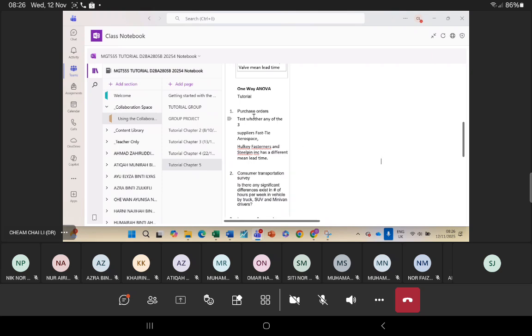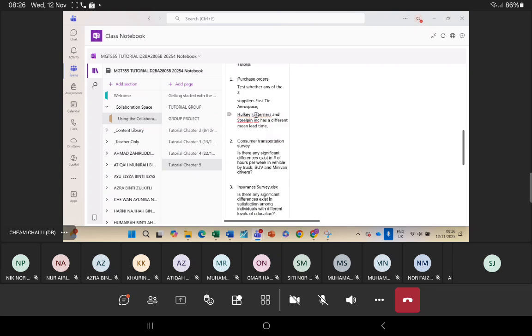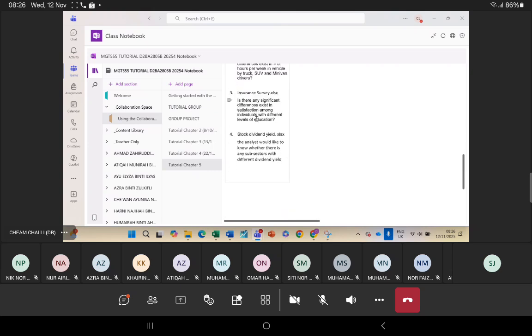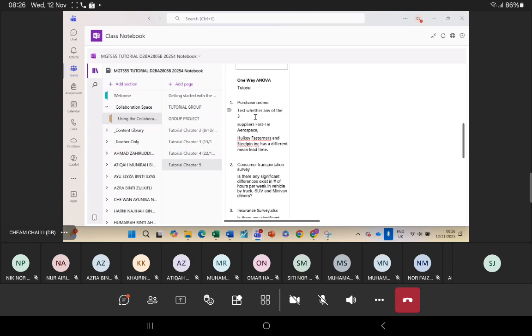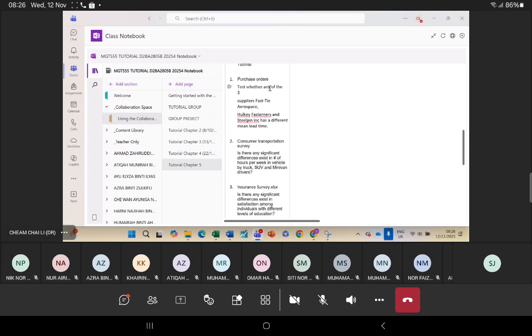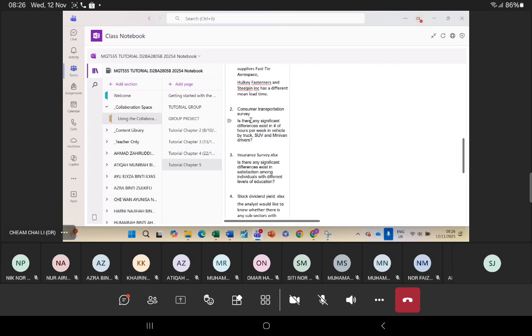So for the tutorial, you have 4 questions. Purchase orders: test whether any of the 3 suppliers have a different mean lead time. Consumer transportation survey: is there any significant difference in the number of vehicles?